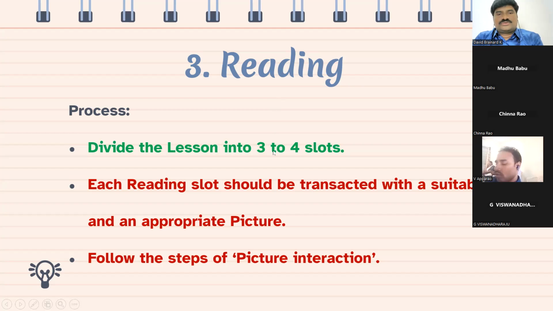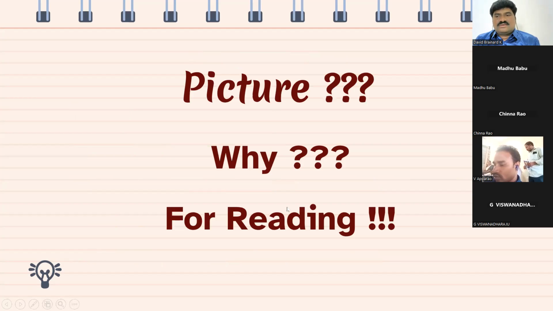Usually what we used to do is, we used to make children sit in their own places and ask them to read. When they are reading individually, they used to underline, they used to put a star, they used to put a question mark and so on. So that is the usual practice. Yeah, we do that one. But before that, we need to do some picture interaction. Now you would put a question: picture, in the reading part, why? For reading, why do we need a picture? So this is a question in your mind.